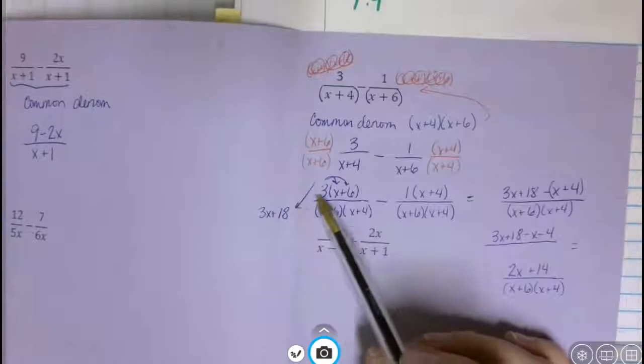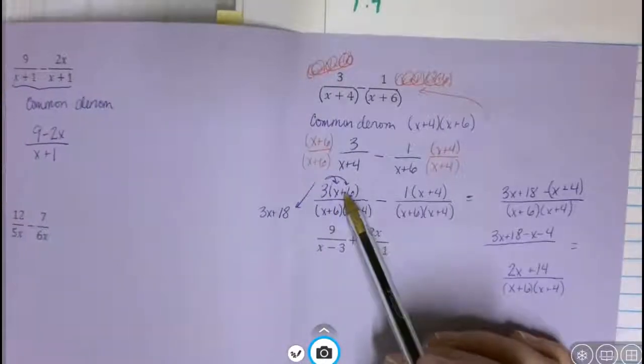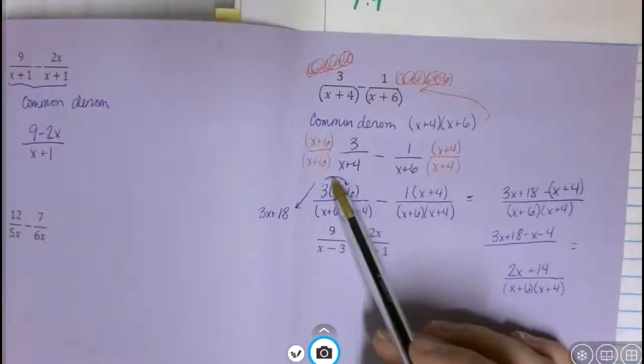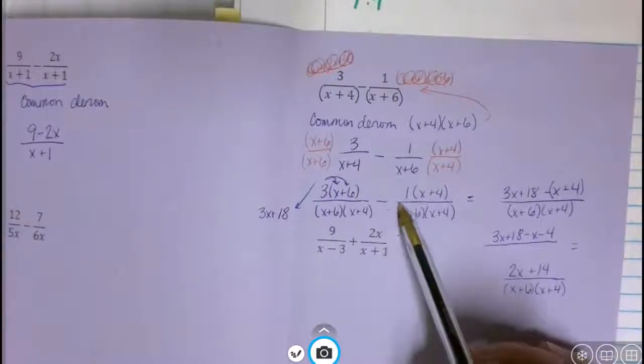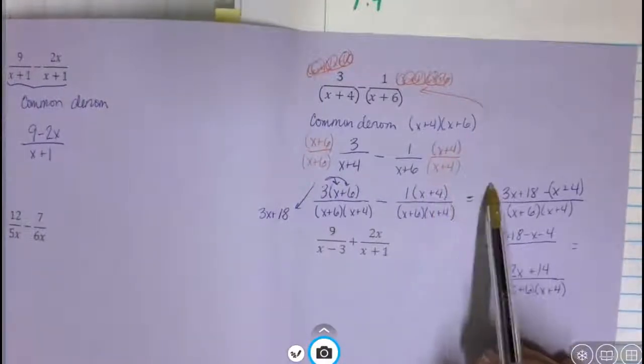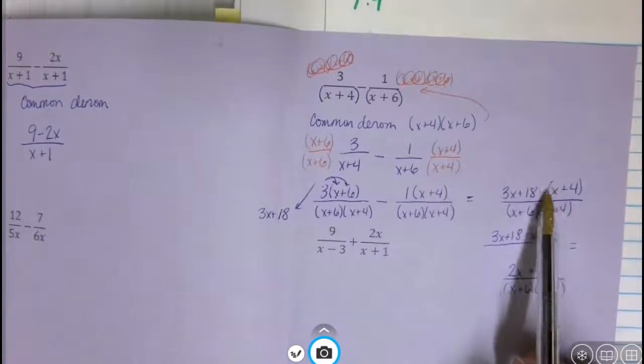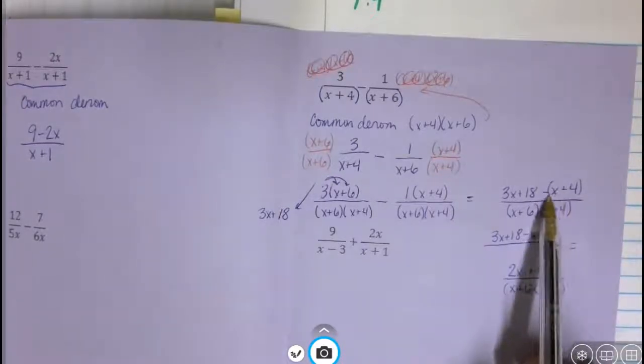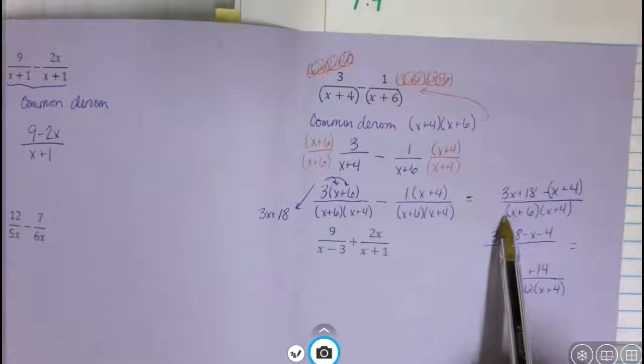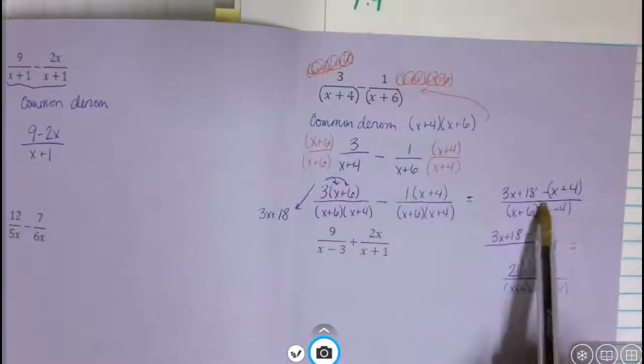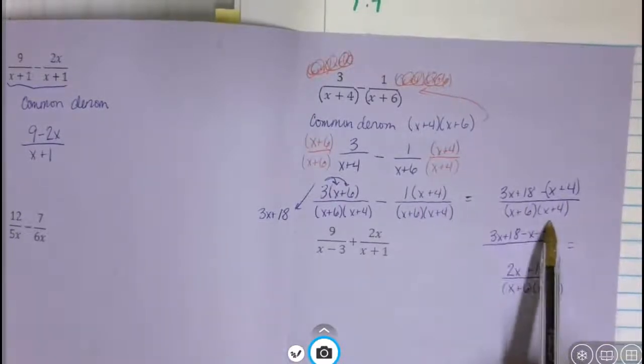Now I'm going to distribute this 3. Sometimes you'll actually need to multiply them all the way out. And I'm going to distribute this negative 1. So I end up with 3x plus 18 minus, and then in my parentheses, don't ever lose those parentheses, x plus 4. And this is all over, you'll notice, my common denominator, which was that x plus 6 times x plus 4.